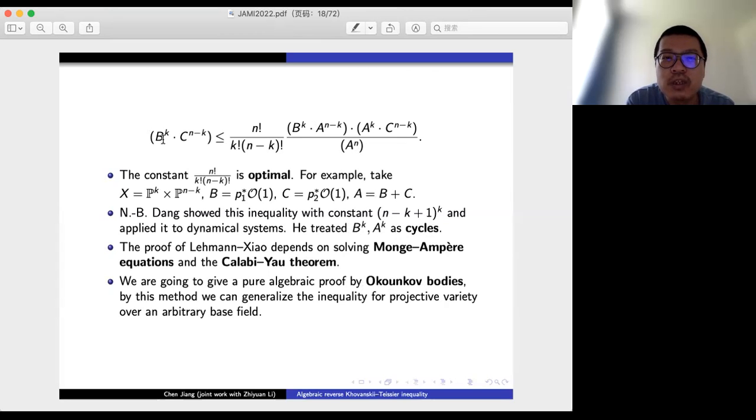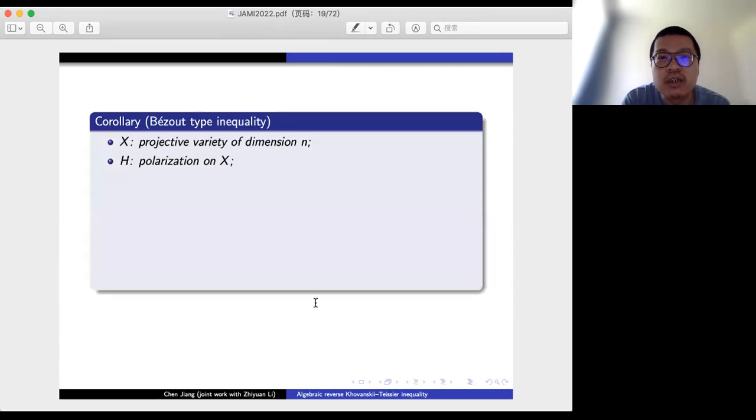So what we did is we view it as divisors, and then we use the theory of divisors, which is much easier to handle. Okay, so this is the main theorem. Before I go to the proof, I want to explain some applications of this inequality. The first application is a Bezout type inequality.